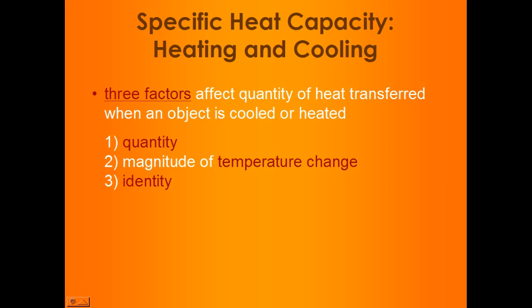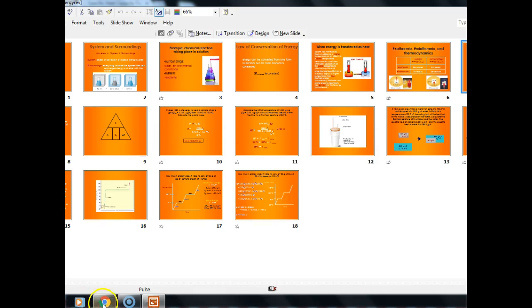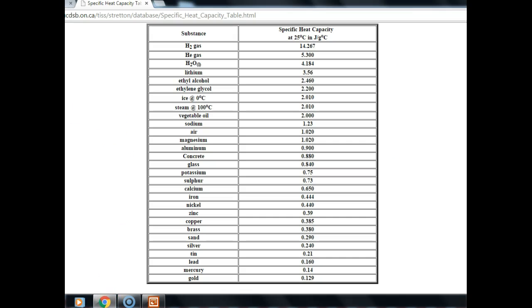1 is how much heat is being transferred. 2 is the temperature change, how much temperature change is taking place. And then 3, what is your substance? Some substances are more capable of undergoing temperature changes than others. It's going to be represented in their specific heat values. So here's just a table of them. There's also a table in your textbook. I'll tell you what page they're on. I will do my best to give them to you in your problems.